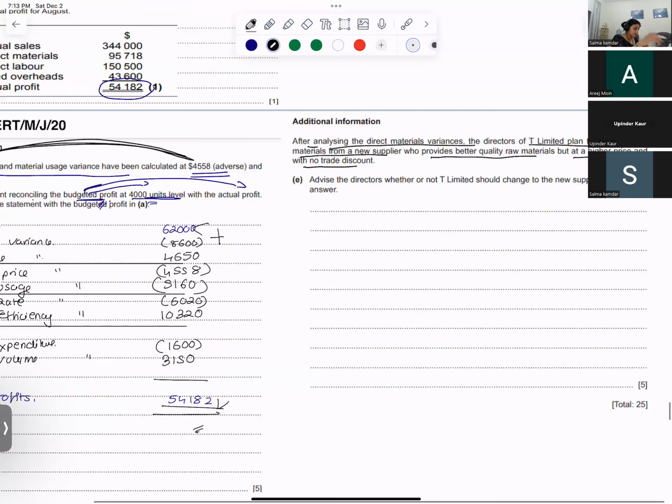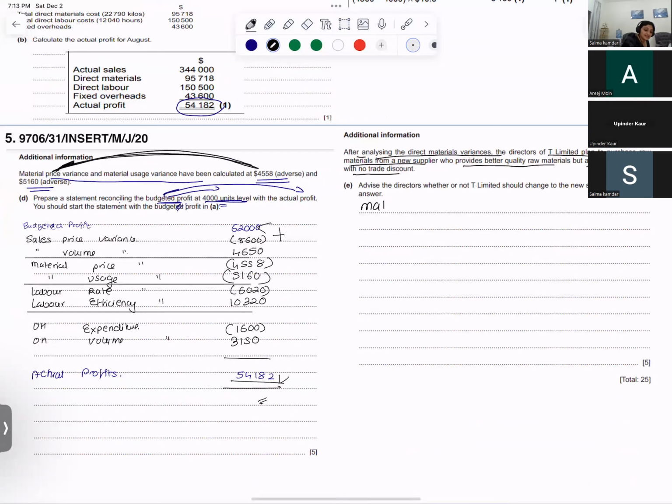The material price variance is already adverse, so you will write that. How much? 4558. And so is the material usage variance. Let's talk about the price first. When they talk about material, they talk about both, right? Yeah, but first we'll talk about price and then we can go to usage.